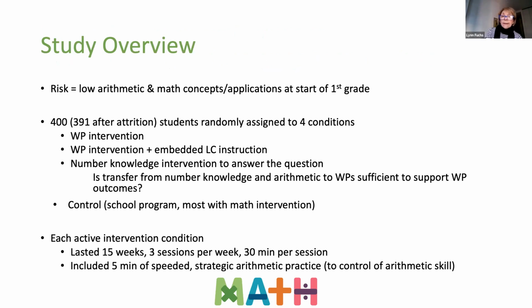In this study that I'm talking about, we defined risk as low arithmetic and math concepts and applications. We conducted the study at first grade. So children who entered the study had poor arithmetic and concepts and applications at the start of the year. We randomly assigned 400 children to 4 conditions. There were 391 after attrition.